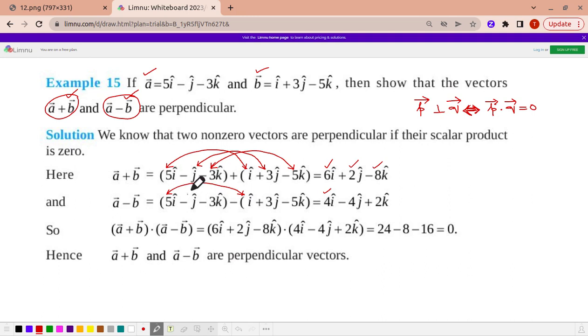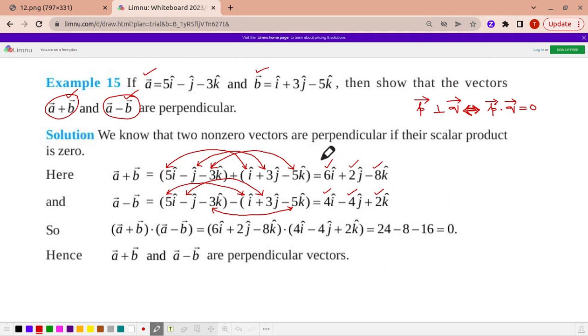Then minus 1 j cap plus 3 j cap, that becomes plus 2 j cap, minus 1 minus 3, I'm sorry, minus 1 minus of plus 3, that is minus 3, minus 1 minus 3, that is minus 4 j cap, and minus 3 k cap and plus 5 k cap. Why? Because minus of minus 5 is plus 5, so minus 3 plus 5, that is plus 2 k cap.